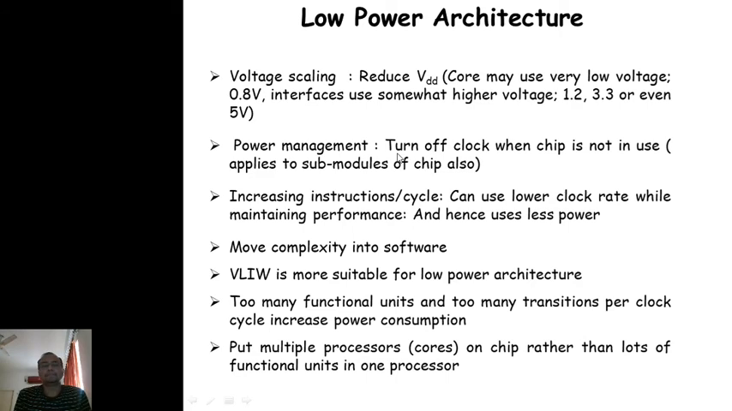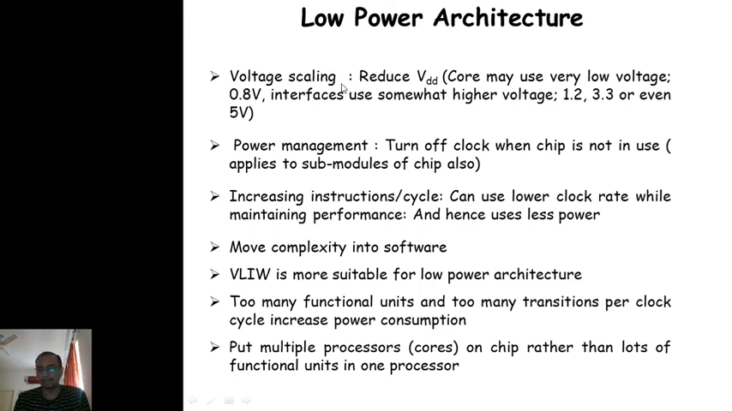Then one more thing we need to understand is low power architecture. If we have so many things running in parallel and at high speed, there is always a question of power consumption. If we have very high power consumption, then applications using such processors will not be suitable for battery operated applications, because the battery will get quickly drained. So how do we achieve low power consumption?